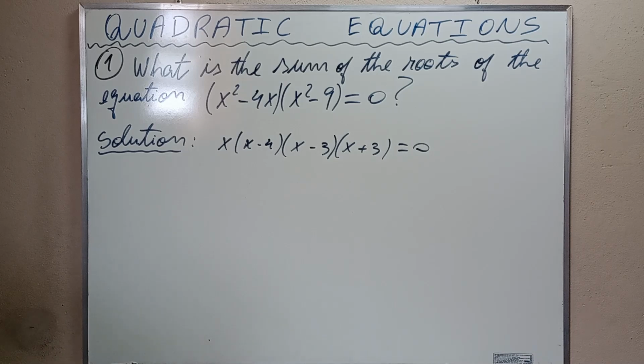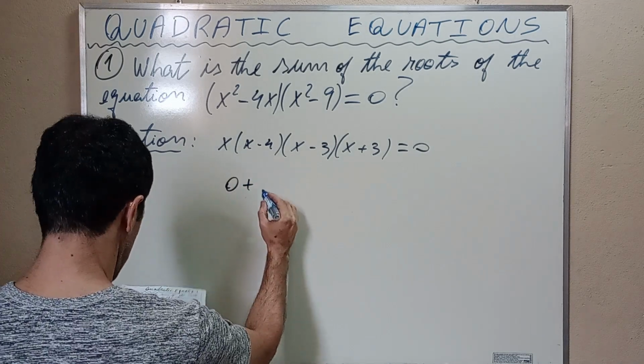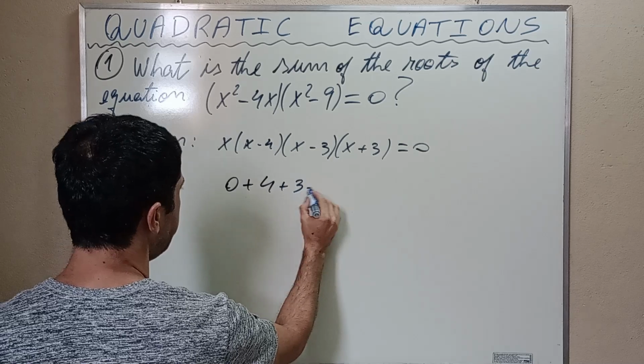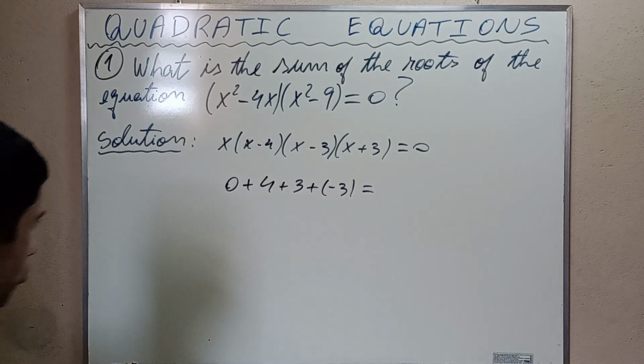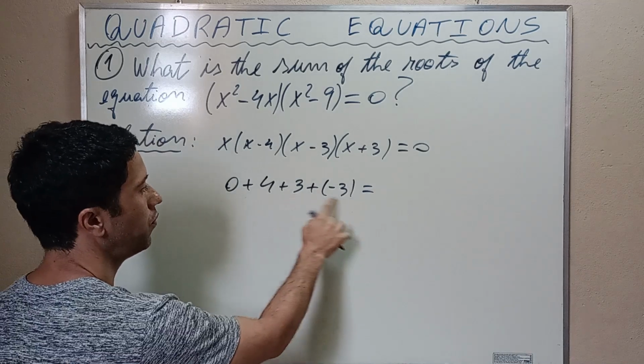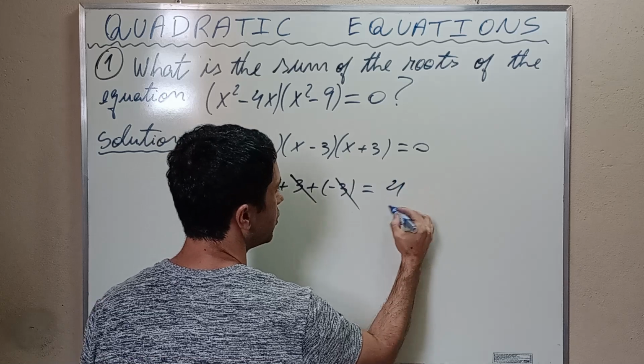And the exercise wants us to sum the roots. Let's sum the roots. We discovered that the roots were 0, 4, 3, and negative 3. Thus the sum is 0 plus 4 plus 3 plus negative 3, and 3 with negative 3, they cancel each other out. 0 plus 4 is 4.